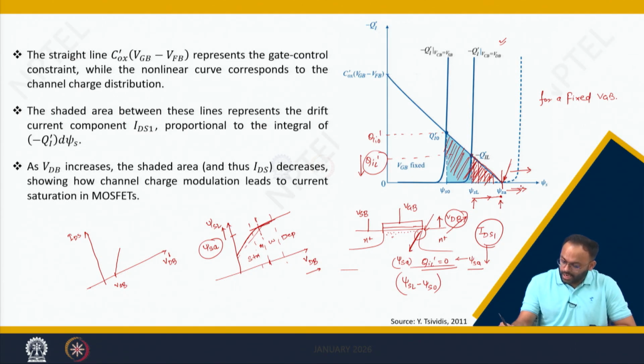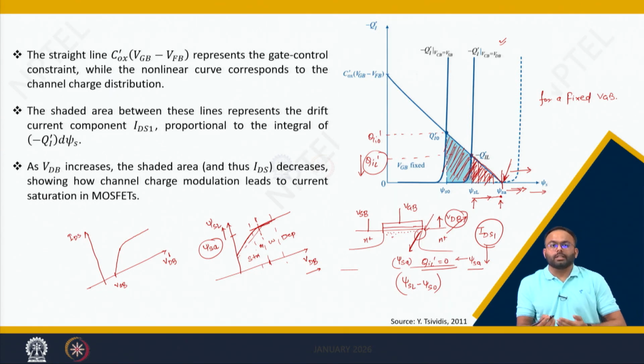We have seen that when VDB increases beyond a point, the surface potential is pinned to psi SA, and at that moment the current is constant because the trapezoid has now become a triangle. So this area is constant. Now how can I increase the resultant area? For example, if I increase VGB, then what will happen?